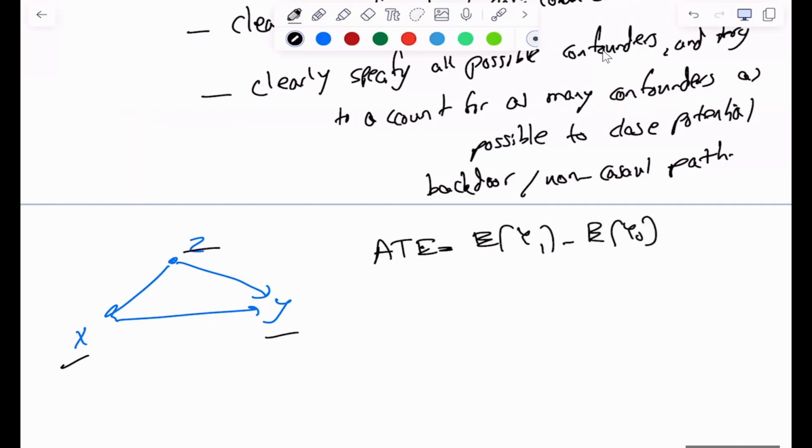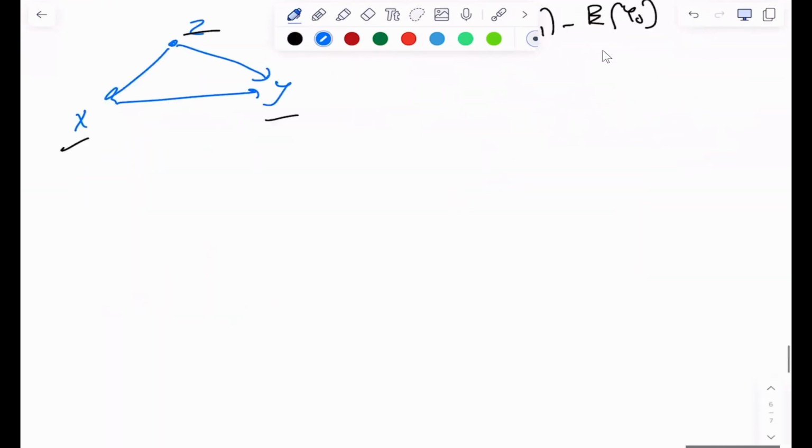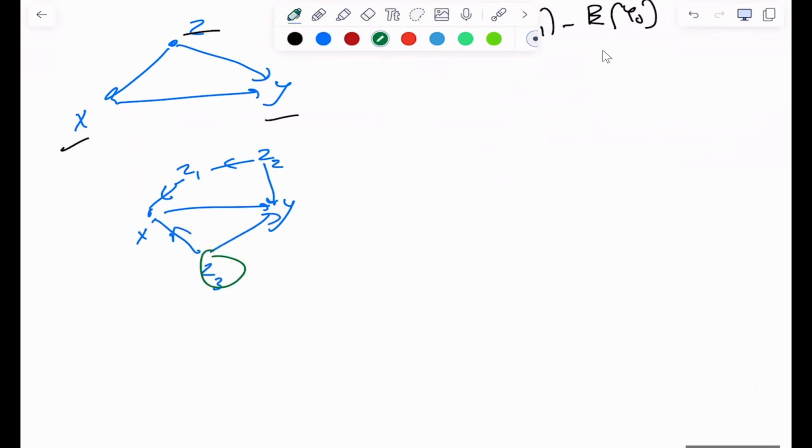Clearly tell us what you're trying to do exactly, and then try to close as many backdoor paths as possible. Try to identify as many confounders as possible. Another example is this. This is X, this is Y, this is Z1, this is Z2, this is Z3. So try to identify all these confounders. Otherwise you get a biased result because you are not closing the backdoor condition.